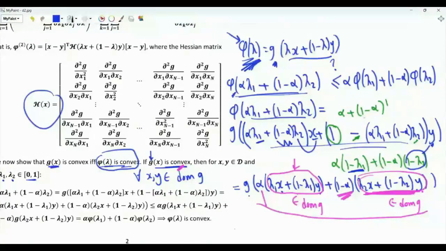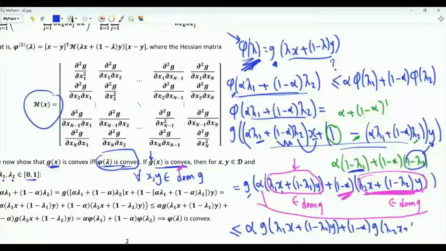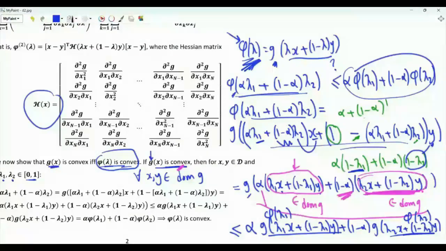Because function g is convex, it satisfies the functional inequality. G of this convex combination is less than or equal to alpha times g of lambda 1 x plus 1 minus lambda 1 y, plus 1 minus alpha times g of lambda 2 x plus 1 minus lambda 2 y. This part here is phi of lambda 1, and that one is phi of lambda 2. Given that function g is convex, we conclude that function phi is also convex.